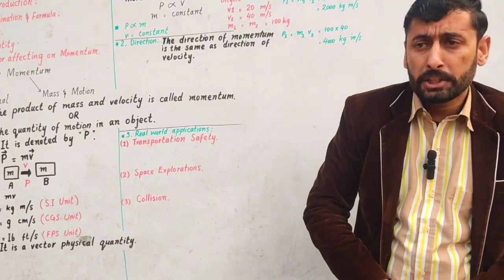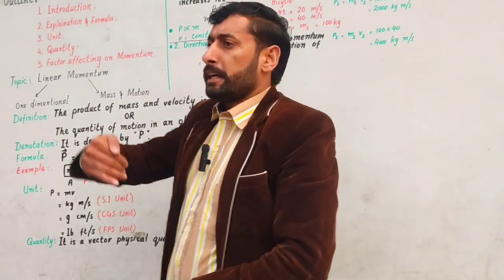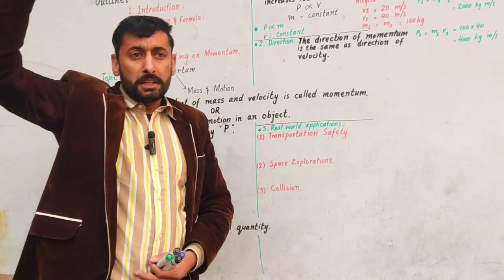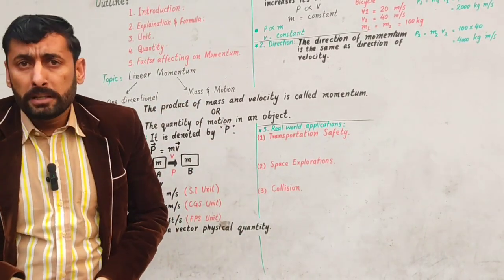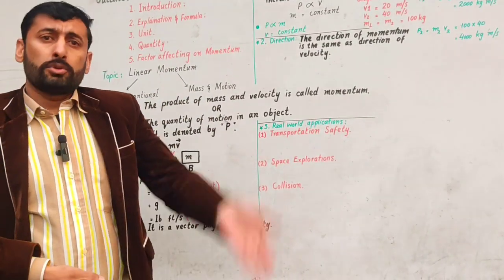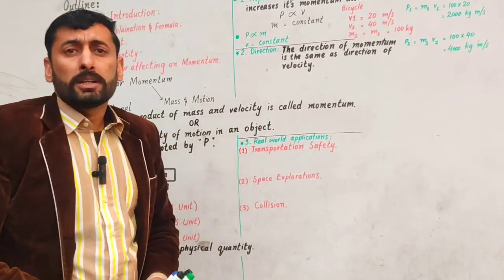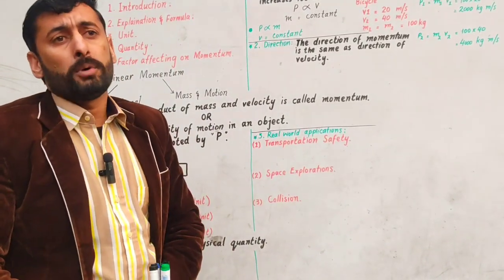This is the action, and the reaction force is applied on the rocket in the upward direction. So during the action and reaction, the momentum remains conserved. Therefore the rocket moves upward. And in the case of collisions, momentum also plays a vital and very important role.